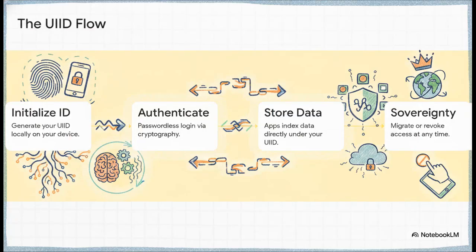Let's walk through what this actually looks like in practice. You start by initializing your UID locally on your device. When you want to use an application, you authenticate cryptographically, which, by the way, is completely passwordless. No more forgetting complex passwords or stressing about them being exposed in some massive data leak. From there, the apps save your preferences and interactions by indexing them directly under your UID, entirely bypassing traditional backend server registration. This makes database administrators completely obsolete when it comes to managing your personal access.